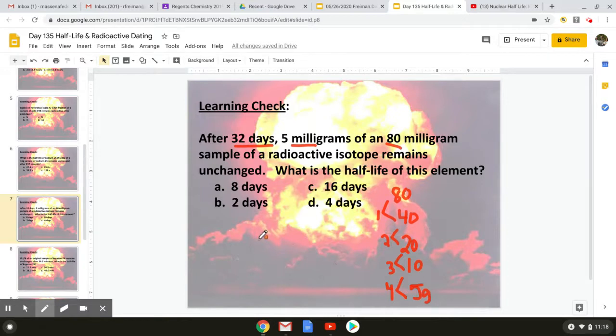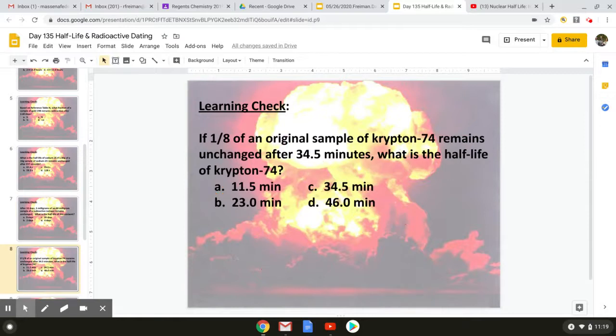So this took 32 days. So 32 days is my total time. And we had 4 half-lives. I don't think you need the calculator for this one. What's 32 divided by 4? 8. So 8 days is the half-life of this element. It would take 8 days for half to change to the stable daughter isotope.